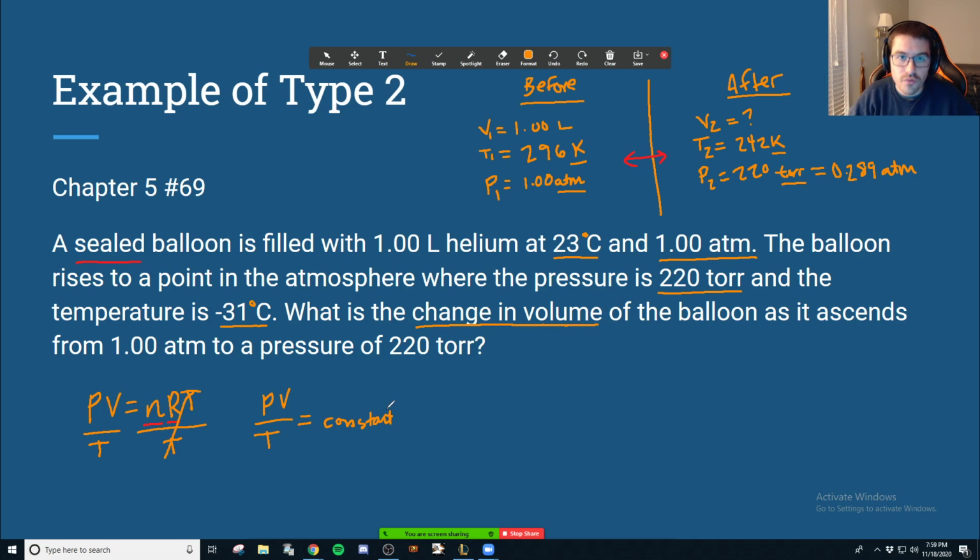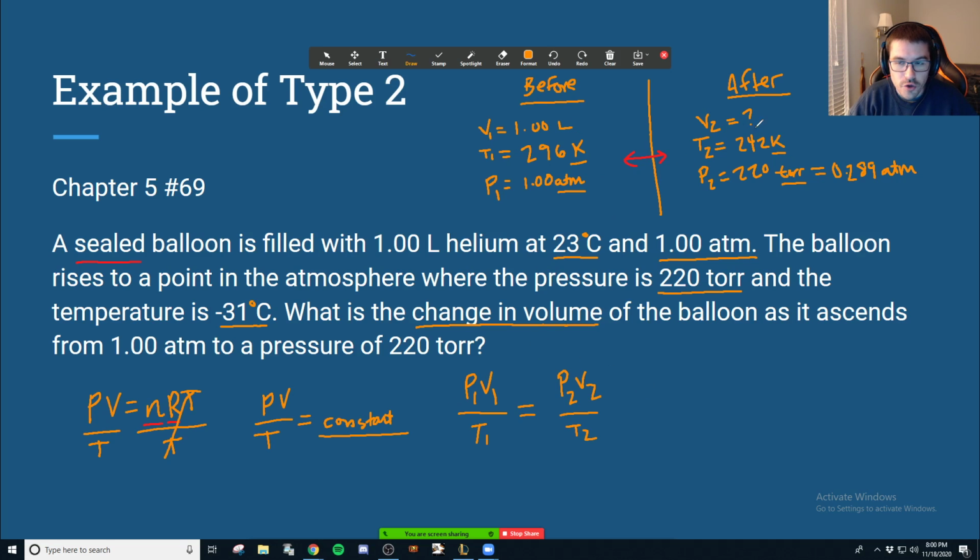What this allows you to do is set up a proportion, because no matter what the pressure times the volume divided by the temperature is, for any state that this balloon might be in, it's going to be a constant value. So the initial pressure times the initial volume divided by the initial temperature is going to be equal to the same thing for the second state. And if there was a third state, this would be equal to P3 times V3 divided by T3.